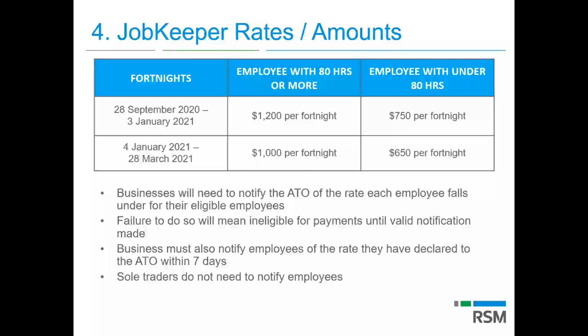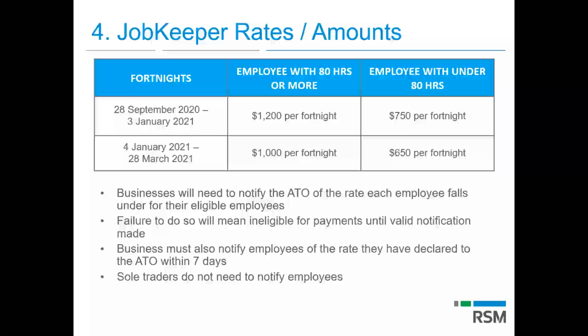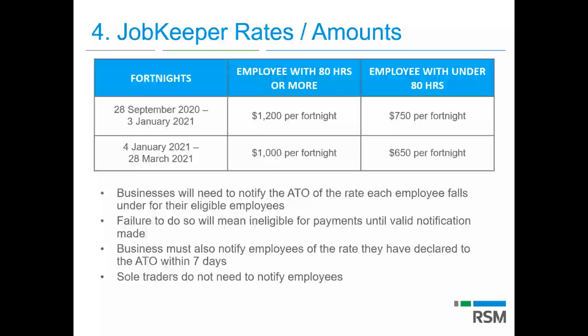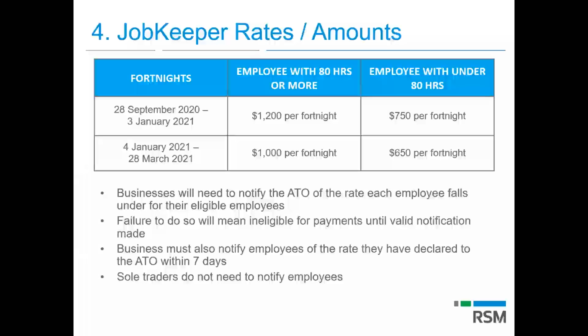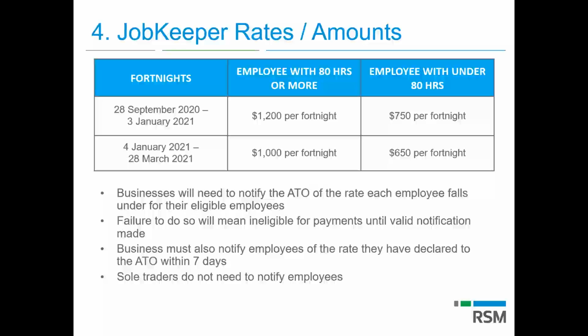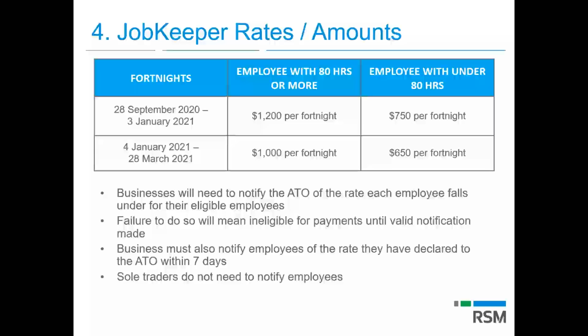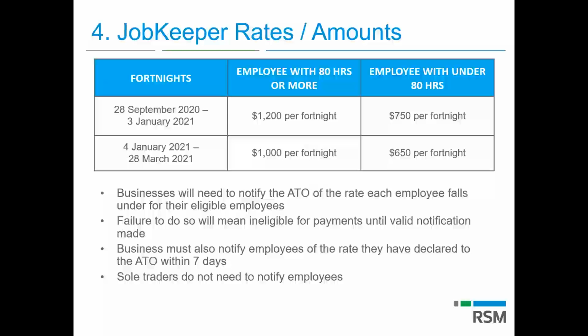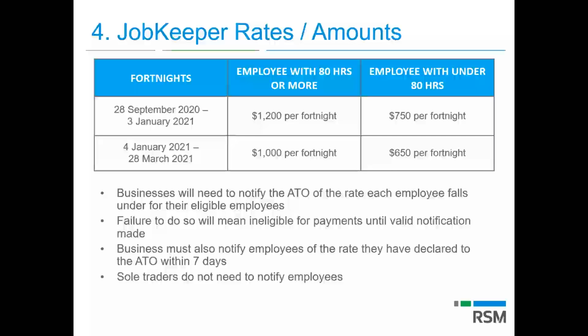There is no requirement to re-notify in respect of the 4 January to 28 March period, and there is also a requirement to notify employees of the rate that has been declared to the ATO within 7 days of the notification. Finally, just a reminder, as with JobKeeper 1, that the amounts must be passed on in full to employees and that the payment of super on the amounts is optional.